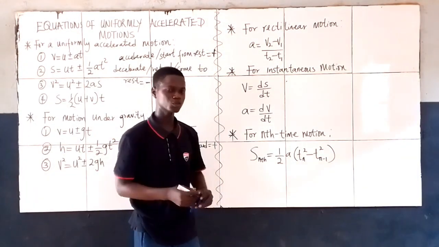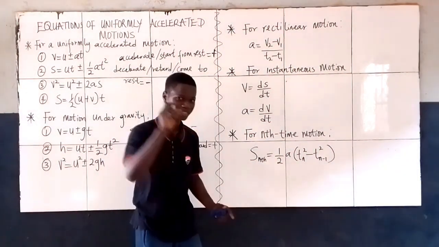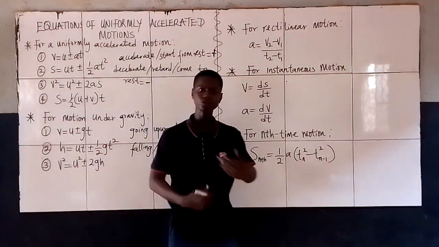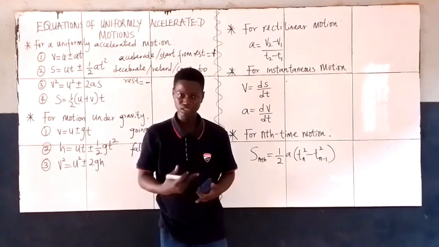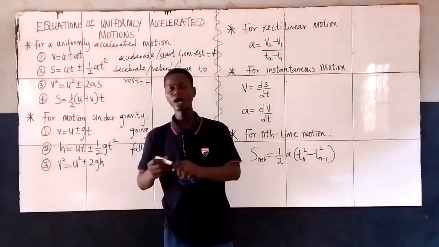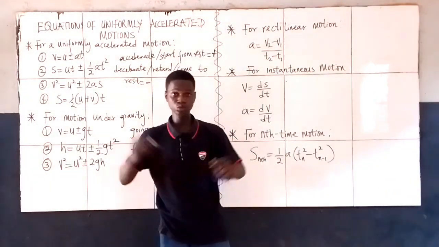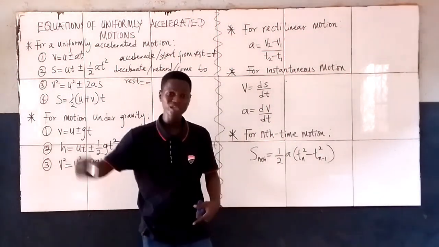For instantaneous motion, this is motion at an instant of time, at a point in time. It's a very fast type of motion. So how do you now get the velocity of a body that is constantly changing its motion? Like let's say a rocket moving, its velocity is changing, is it not? A space shuttle flying, its velocity is changing at every moment or point in time.